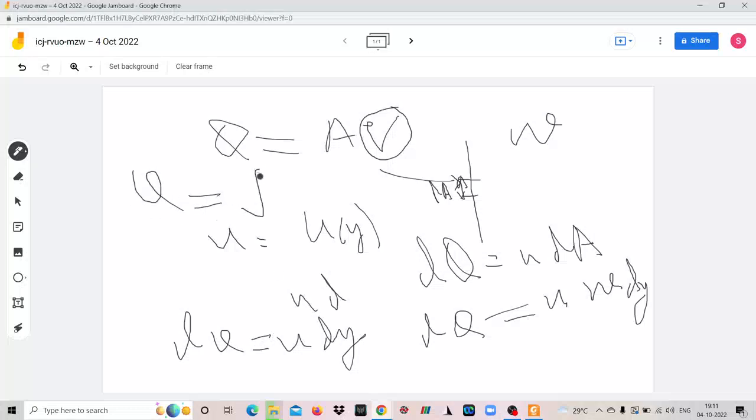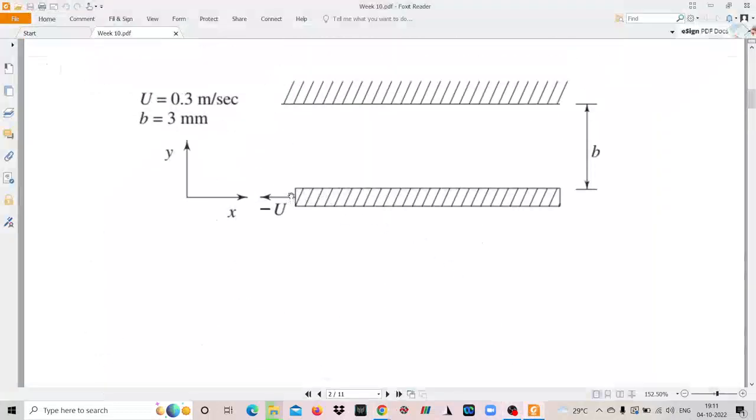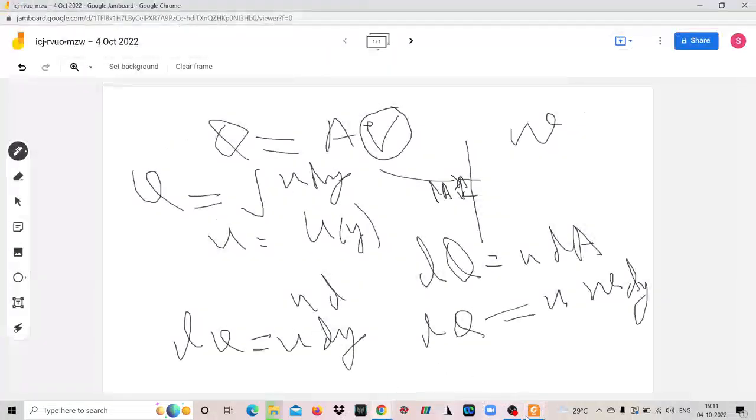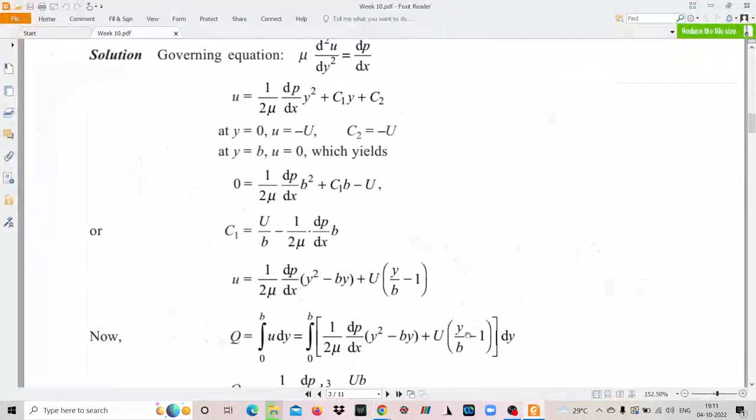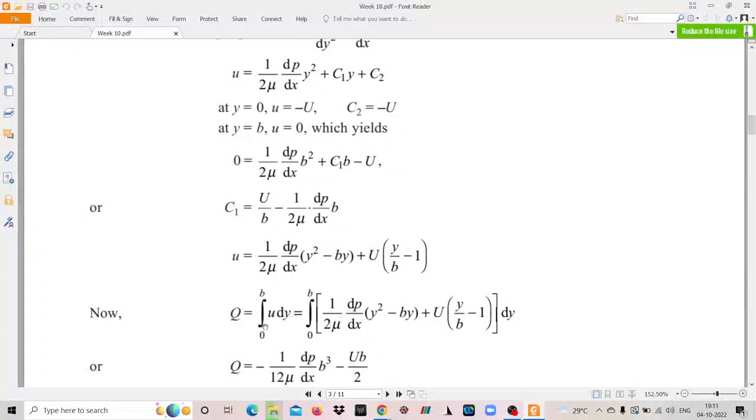Total discharge will be the integration of u dy, but integration from where to where? From y equal to 0 to y equal to b. So this is the discharge, and that's what has been done here: integration of u dy from 0 to b, where you put the expression for u.